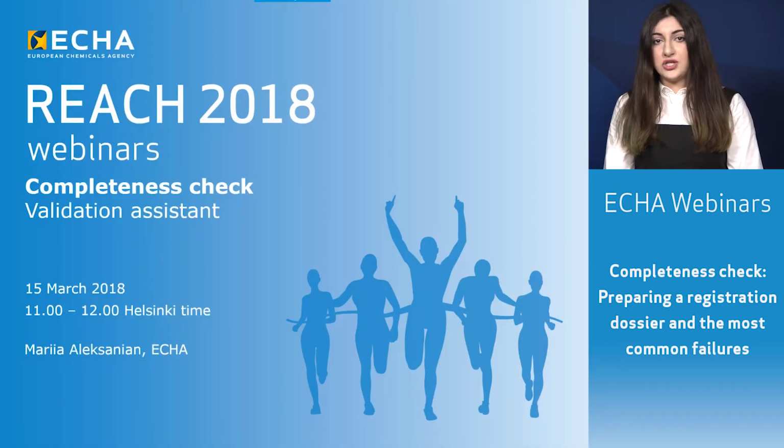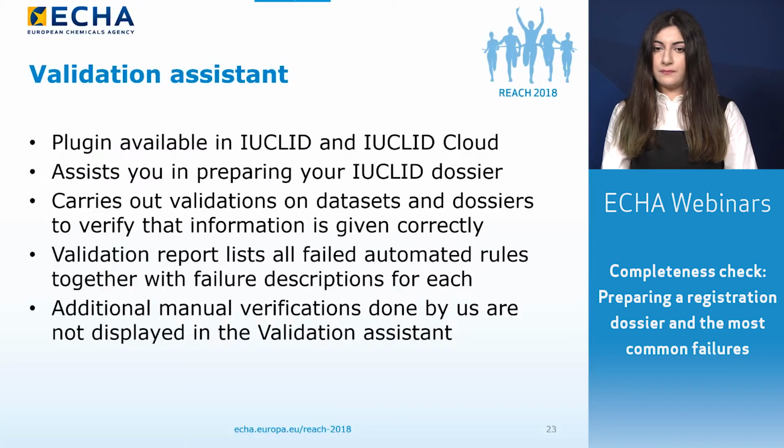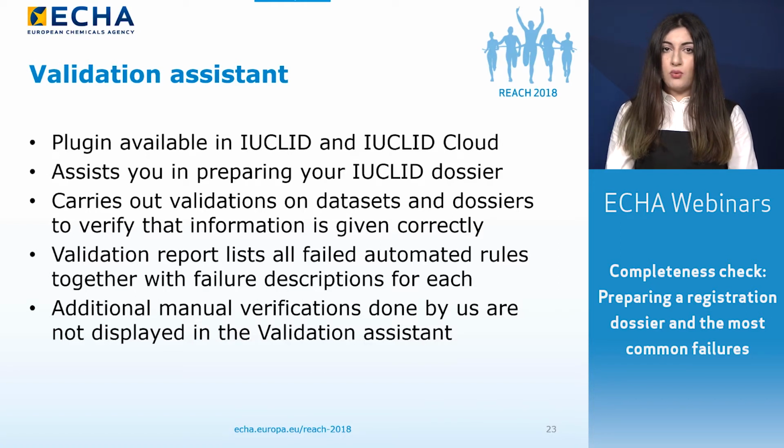Now let's move on to the validation assistant. What is a validation assistant? It is a plugin available to the industry as a part of ECHA to support the registrants in preparing dossiers. It carries out validations on datasets and dossiers to verify that the information is provided as expected. The outcome of this validation is a report listing all the rules for which the validation has failed. Also, please be aware that there is a number of additional manual verifications done by us that are not displayed in the validation assistant.